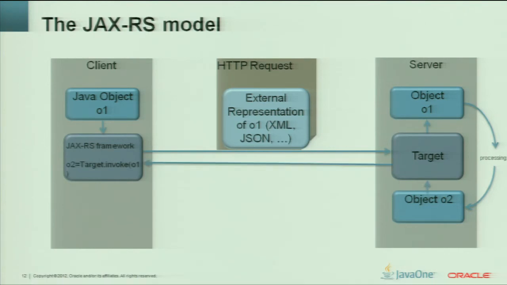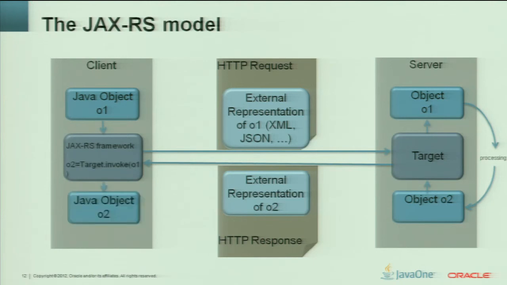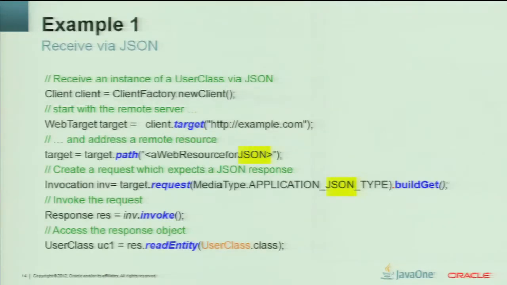And this object is returned over the network again as an HTTP response with another external representation of O2. And then on the client side, we have the object O2. And the external representation is not seen in the Java API on the client side. I'm going to show you a little bit more how this works in the examples. So that's a simple example of receiving an instance of a user-defined class via JSON.